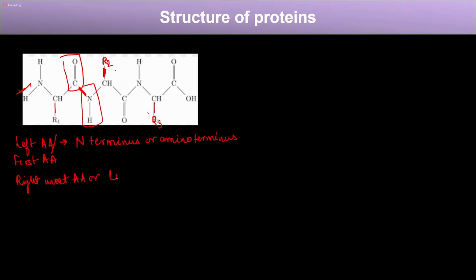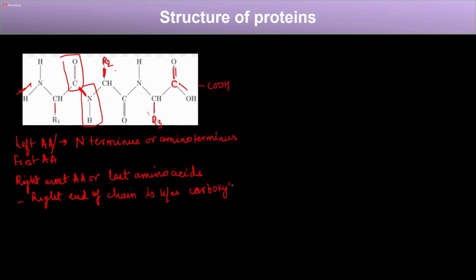Similarly, if we talk about the right amino acid, the rightmost or last amino acid, what group do we have? We have this COOH group, right? We have the carboxylic group. Because of this reason, this terminal is known as the C-terminal or carboxylic terminal. So the right end of the chain is known as the carboxylic terminal or C-terminal.